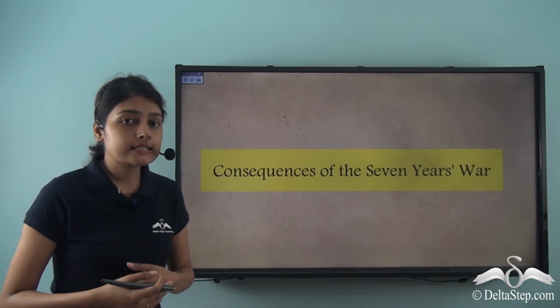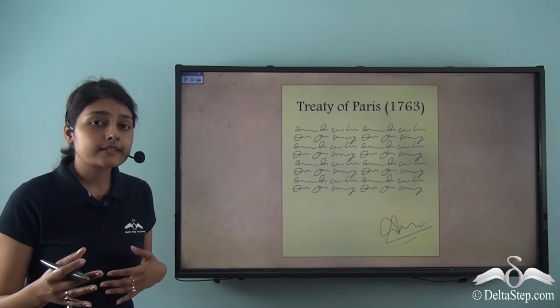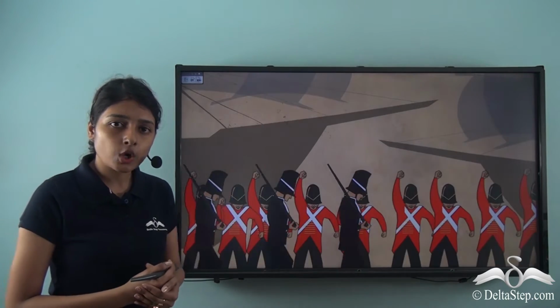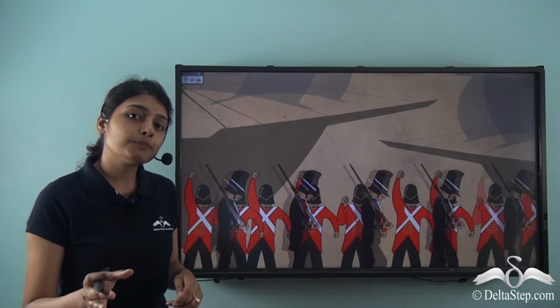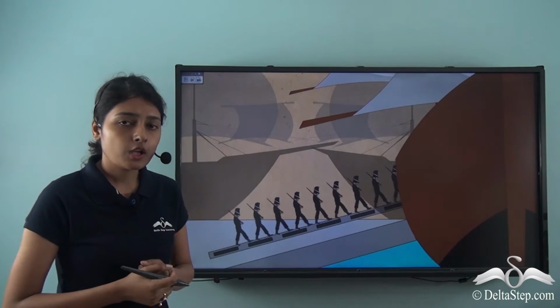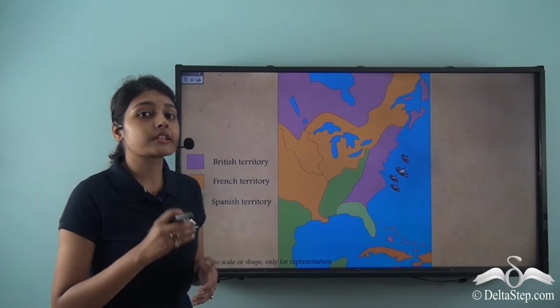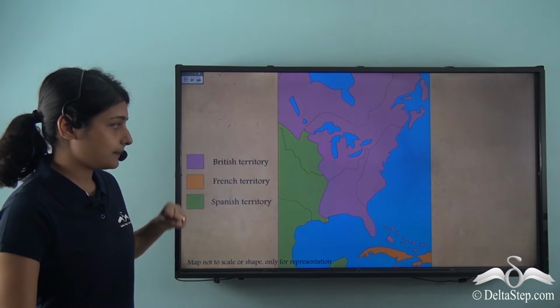Let us now understand in detail the consequences of the 7 Years' War. The Treaty of Paris officially stated that France had to give up its colonial possessions in North America, which is why the French moved back to France, giving up their colonial holdings. But what happened to the French territories? These colonies almost invariably came under the control of Britain and Spain.